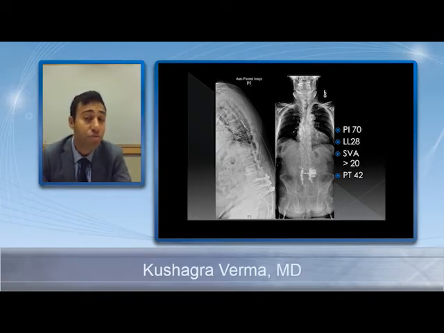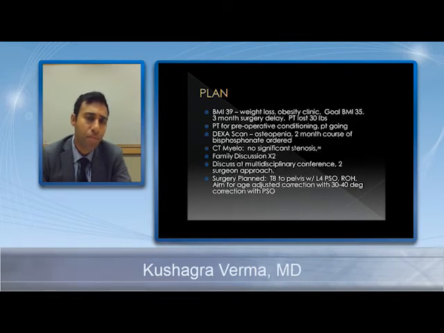And his pelvic tilt was 42, which tells us the patient was compensating the best he could to stand up straight and still wasn't able to. So our plan was to do a T8 to the pelvis with an L4 pedicle subtraction osteotomy, remove the old hardware, and we aimed for an age-adjusted correction, which means we don't overcorrect, with about 30 or 40 degrees of lordosis, which is that normal sway in his back, and our goal is to get him to stand up straight.